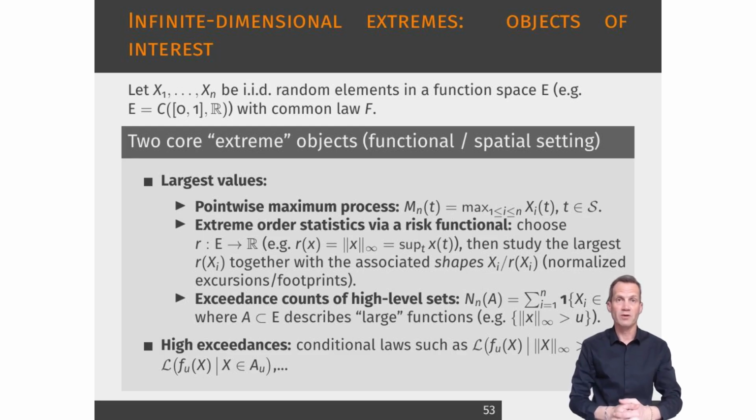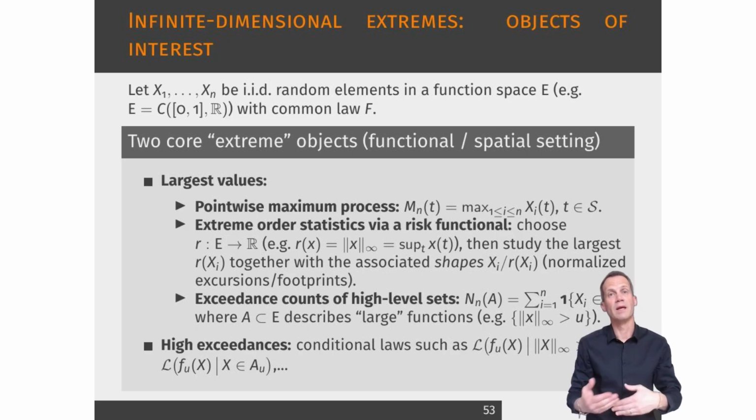The first object of interest is the pointwise maximum process. At each location or time, we take the maximum over all observed functions. This gives a new function describing the largest observed value at each point. The second object relies on a risk functional. Instead of looking at each coordinate separately, we summarize each function by a severity measure, such as its supremum. We then study the largest values of this functional together with the associated normalized shapes.